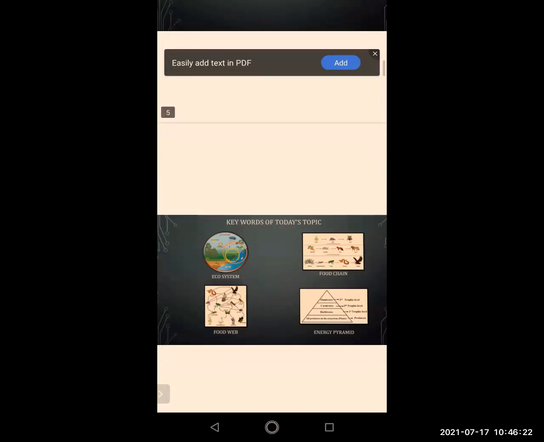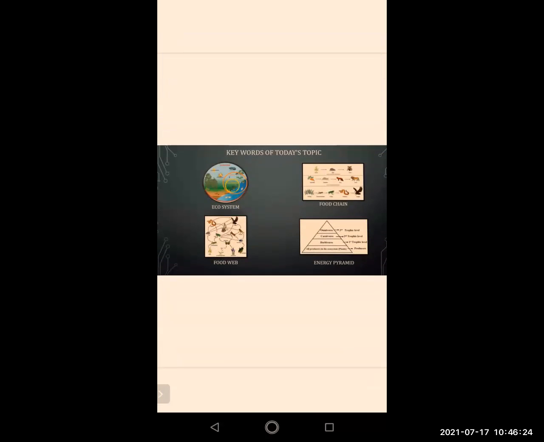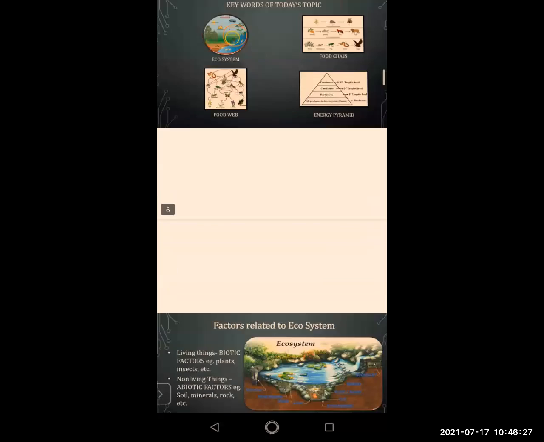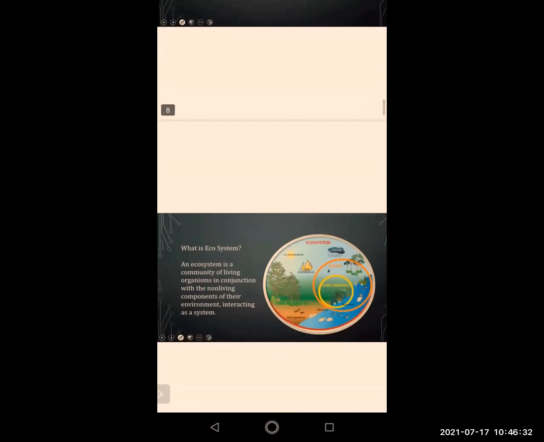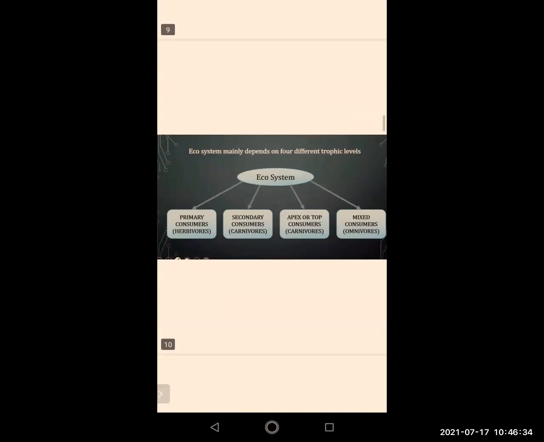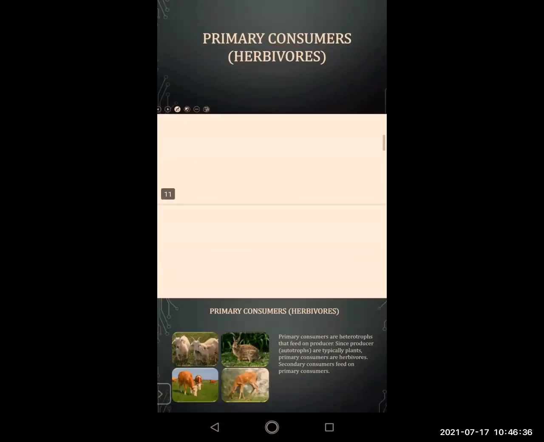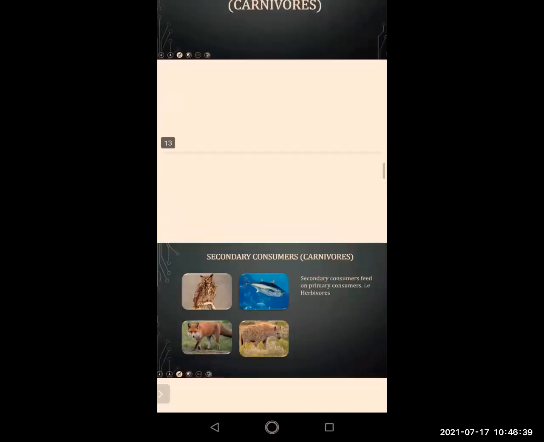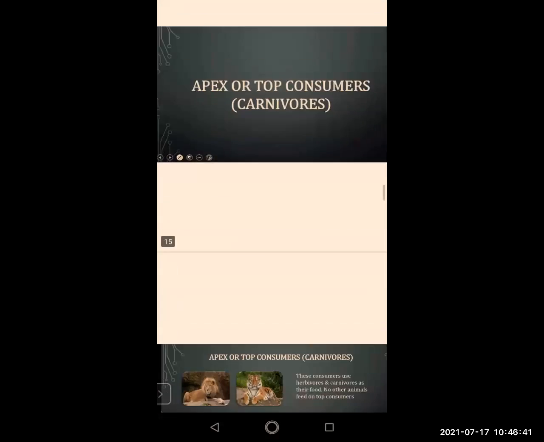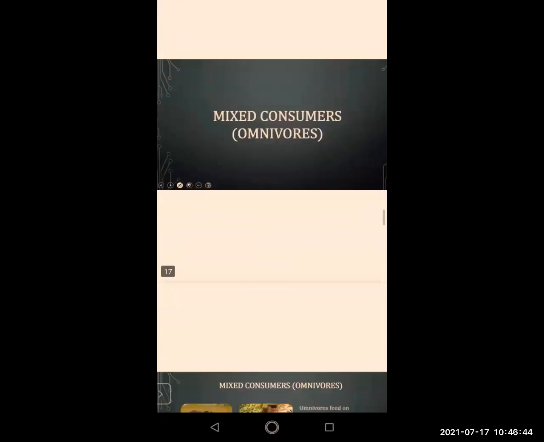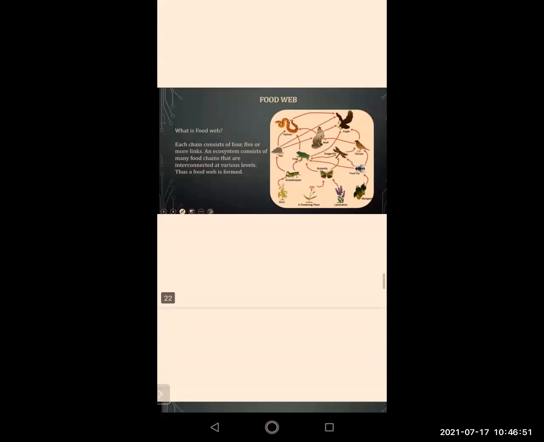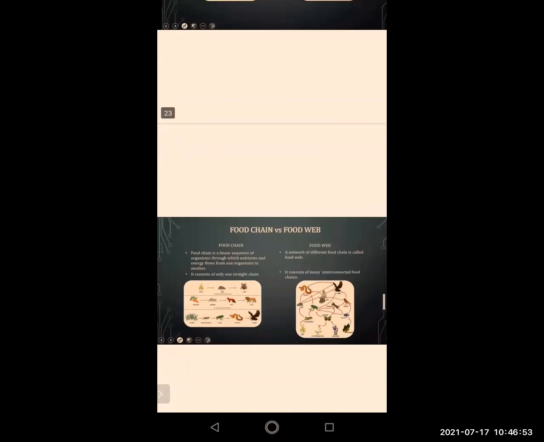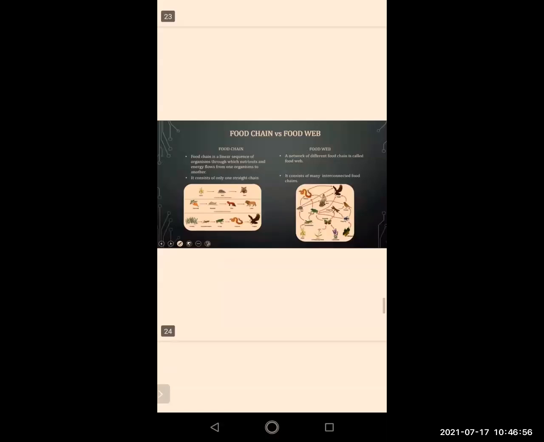Factors related to ecosystem, keywords of topic: ecosystem, food chain, food web, and energy pyramid. We also learn factors related to ecosystem. What is ecosystem? We have learned 4 topic levels: primary consumers, secondary consumers, apex or top consumers, and mixed consumers. After that, we have just looked over the food chain, food web.